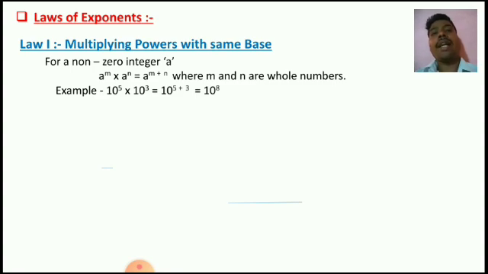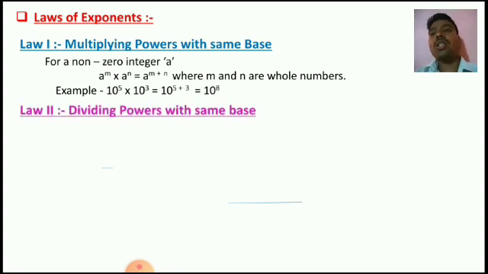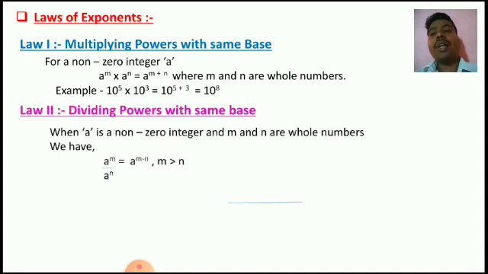Here the base is the same and the exponents are different, and it is a multiplication, so we write the base as it is and add the exponents, and we get the answer. The second law is dividing powers with the same base. When a is a non-zero integer and m and n are whole numbers, a raised to m divided by a raised to n is equal to a raised to m minus n, and m is always greater than n.